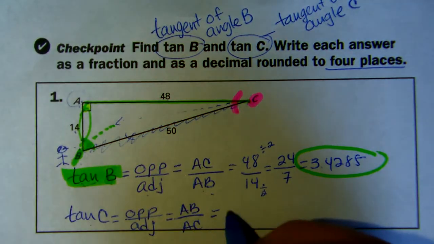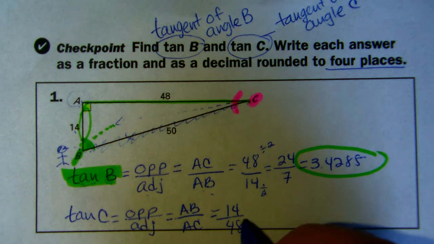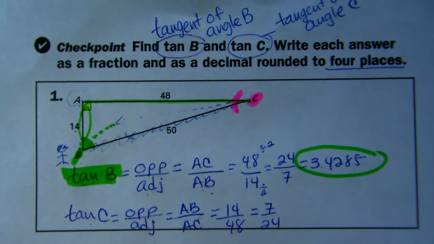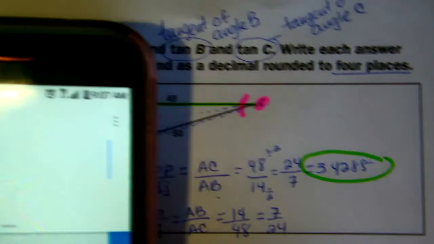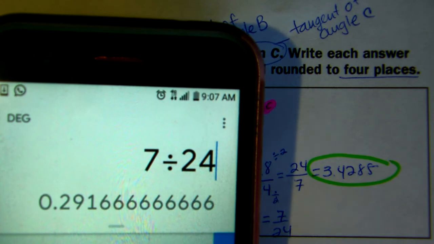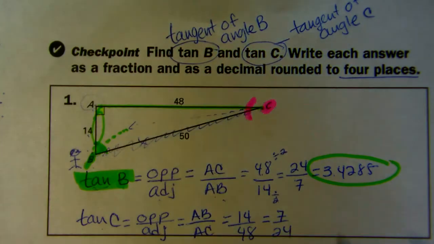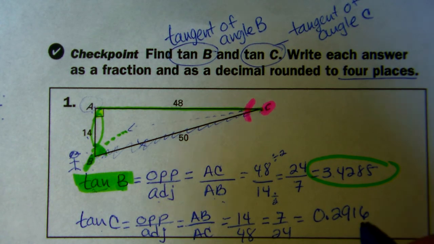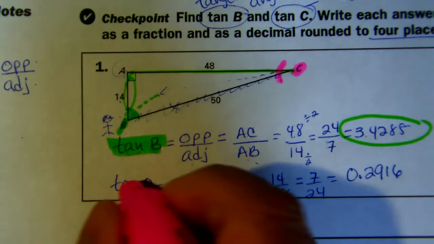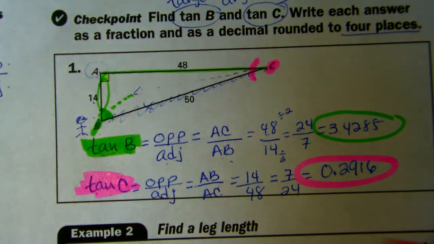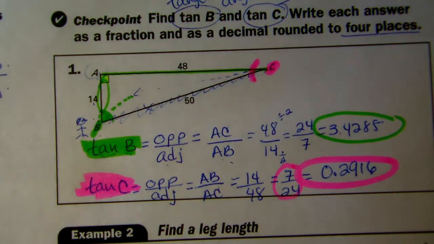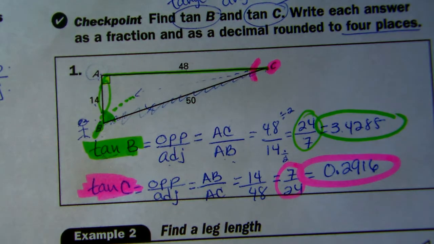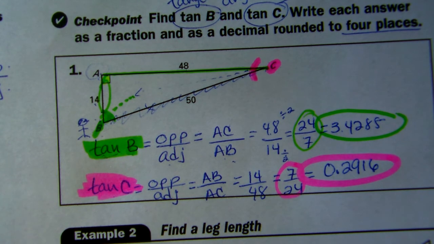So AB measures 14 and AC measures 48. We already reduced the fraction. We know it's 7 over 24. And let's just do the operation here in the calculator. It's 7 over 24, 0.2916. This is the tangent of angle C, a ratio, the result of a fraction, expressing the fraction as a decimal. Okay, that's it. Those are the tangents for that triangle.